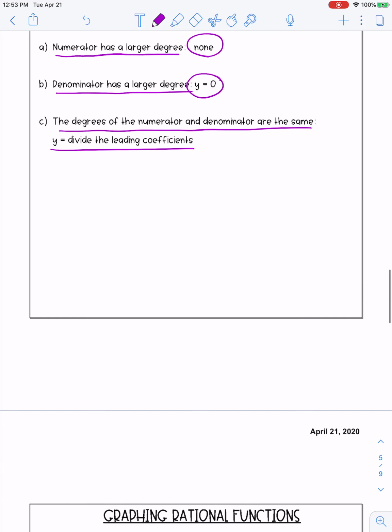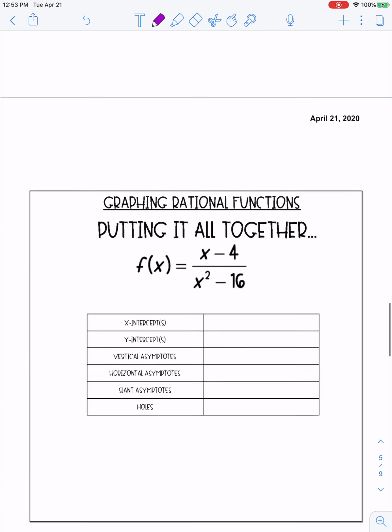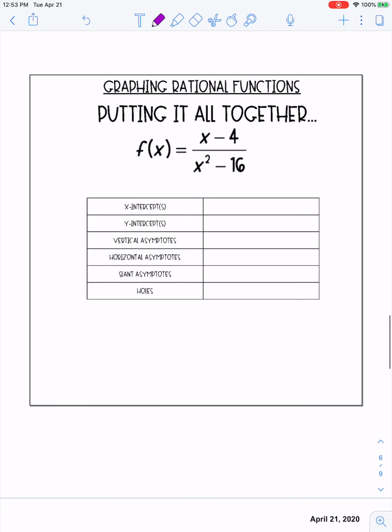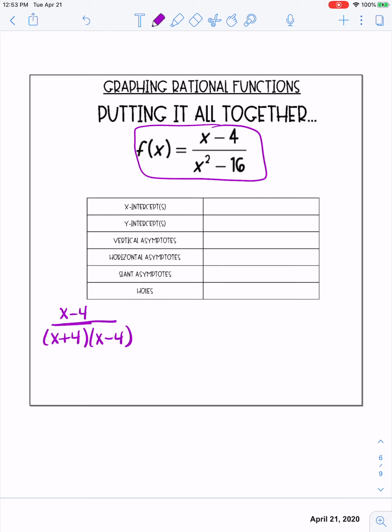So let's look at an example. I'm going to put it all together, okay? I have my function here. The first thing I'm going to do is factor and simplify. I always want to start with that. So I can't do anything with the numerator, but I can factor the denominator, and that's going to be x plus 4 and x minus 4. That's going to give me 1 over x plus 4, because I have a common factor here that cancels out.